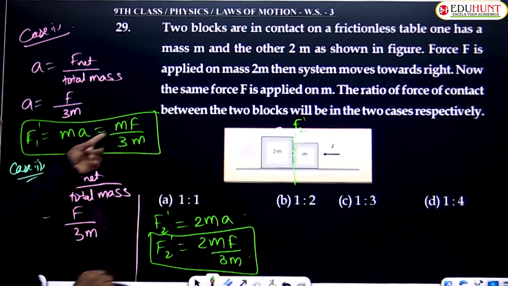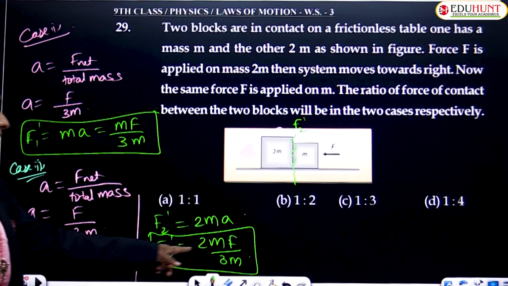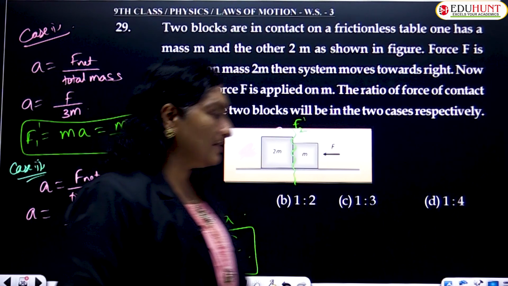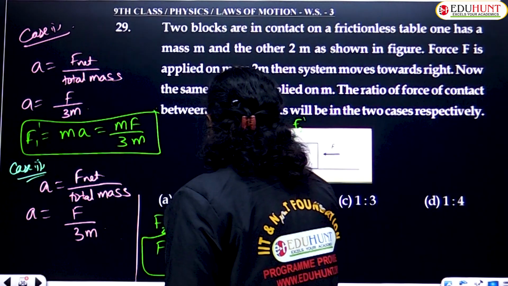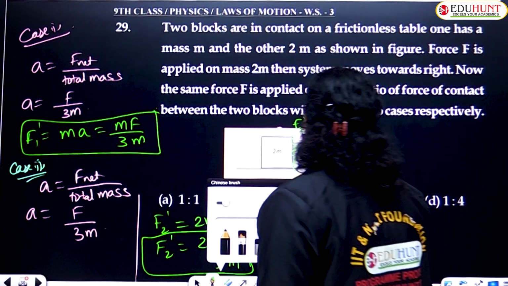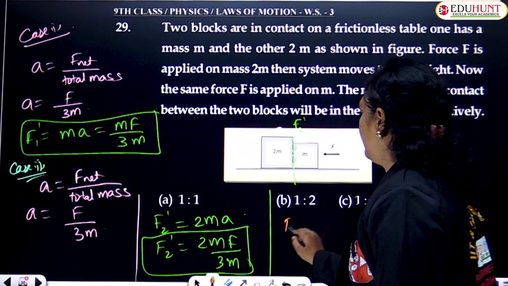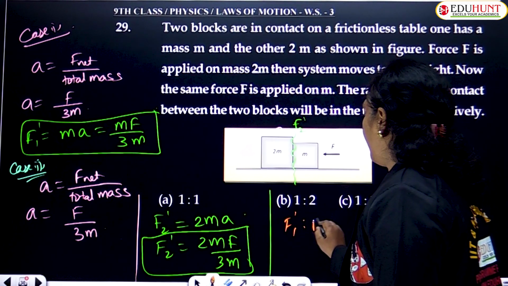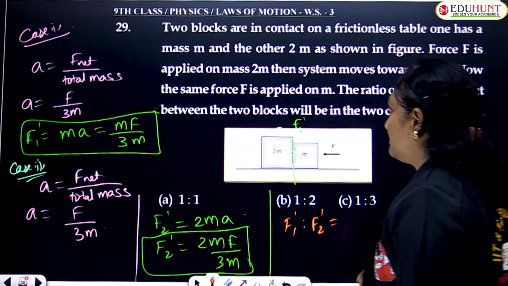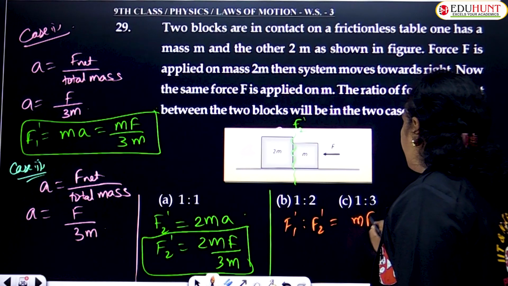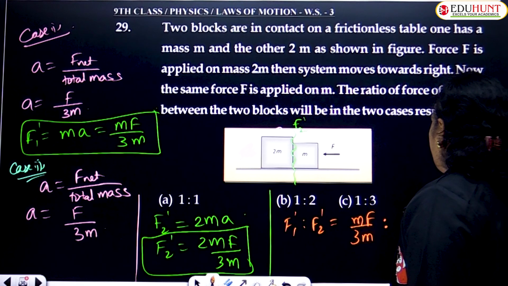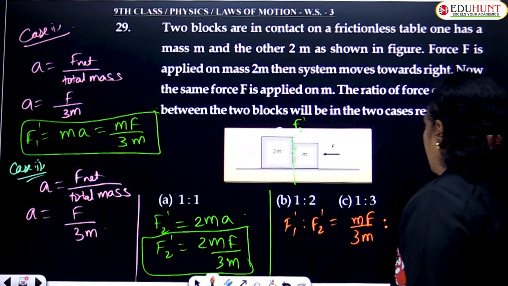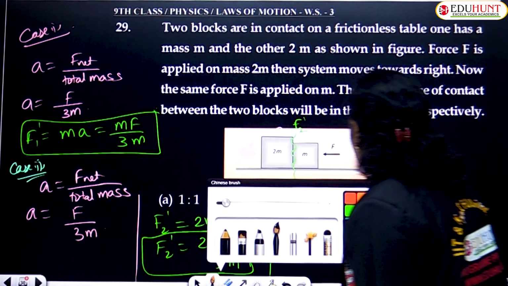In the first case, the force was found to be mF by 3m, and in the second case it was found as 2mF by 3m. Now you're asked to find the ratio of the two masses. So F1' is to F2' is nothing but mF upon 3m is to 2mF upon 3m. So let us solve the same.